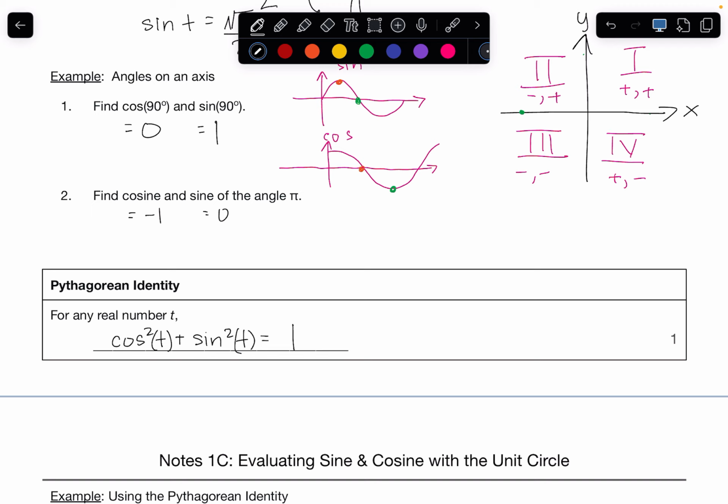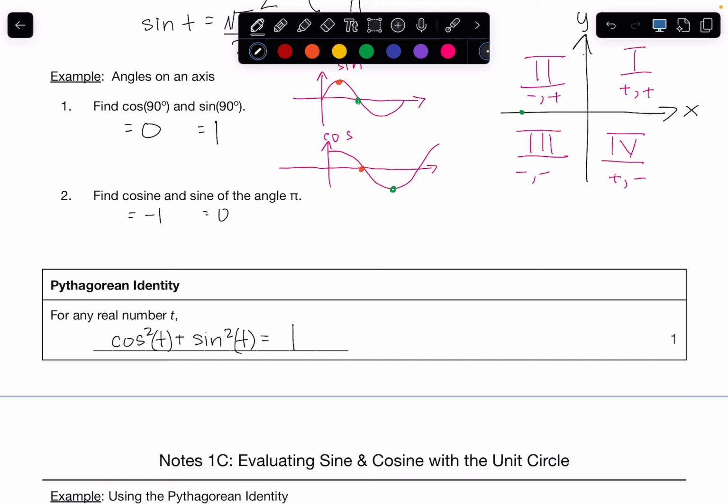So I can use the Pythagorean theorem written specifically for the unit circle, which becomes the Pythagorean identity, to find other trig functions given either sine or cosine. So if I know cos, I can find sine. If I know sine, I can find cos. And once I have both of those, I can find the other 4. So we're going to do some examples to get some practice using that identity. Yeah?